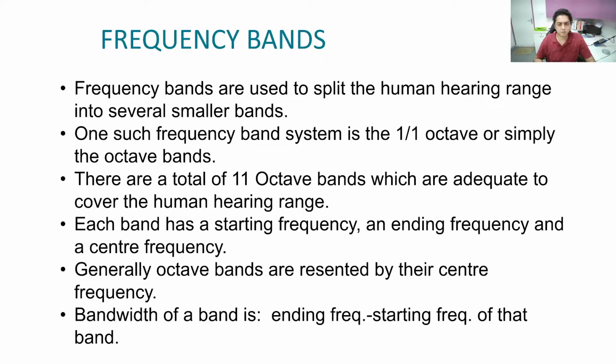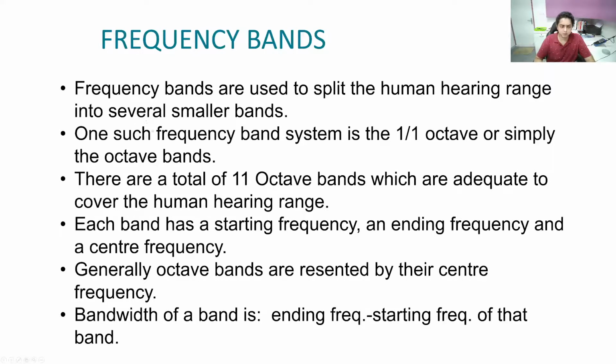Frequency bands are used to split the human hearing range, that is from 20 Hz to 20,000 Hz, into smaller bands. This is done because it helps us pinpoint in which frequency range the noise or sound is most dominant, or where the noise is low. Such frequency bands split up the entire human hearing range into smaller bands.